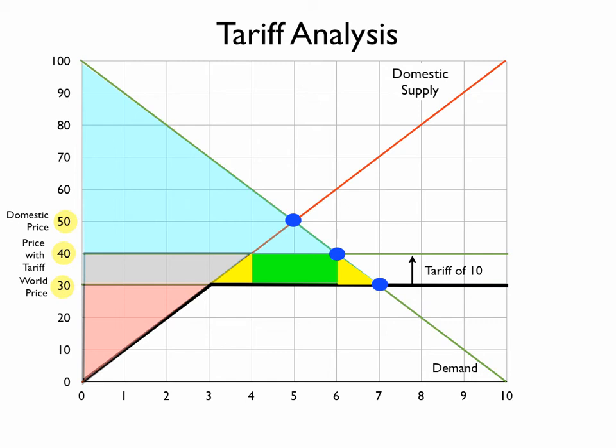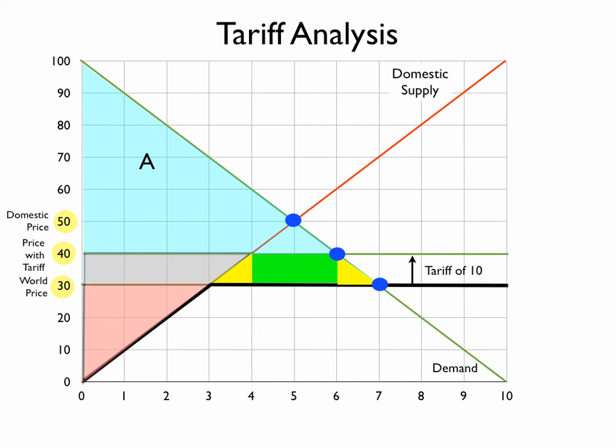The other side, between 6 and 7, that triangle represents the triangle of deadweight loss, due to the fact that you've lost one of the buyers now. They would have been willing to pay the 30 real price, but because of the tariff pushing the price up to 40, they're no longer in the market. So you lose those 2 areas to deadweight loss.